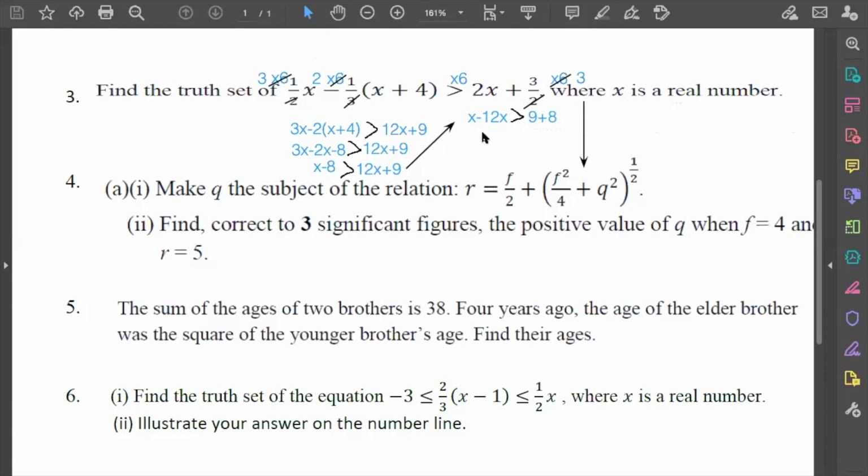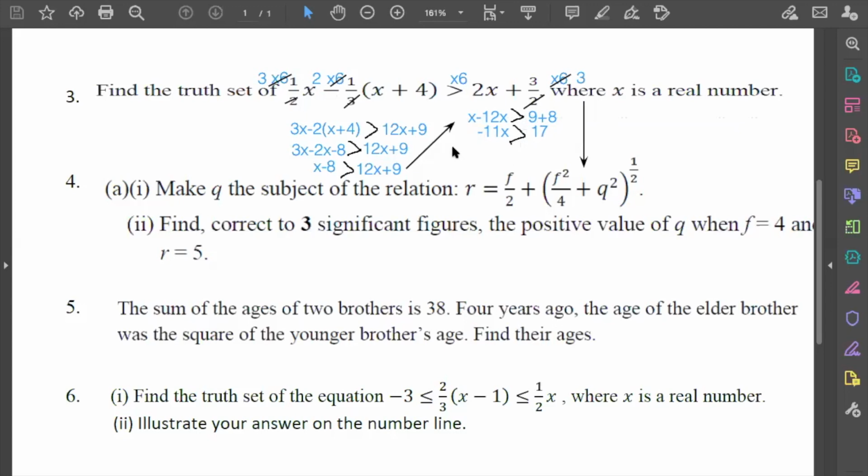Minus 11x. Yes, minus 11x. So here you're going to have negative 11x, which is greater than. What do we have for 9 plus 8? 17. Good.